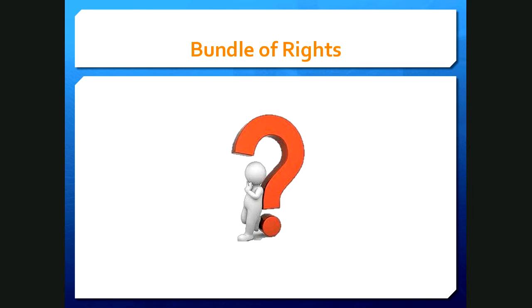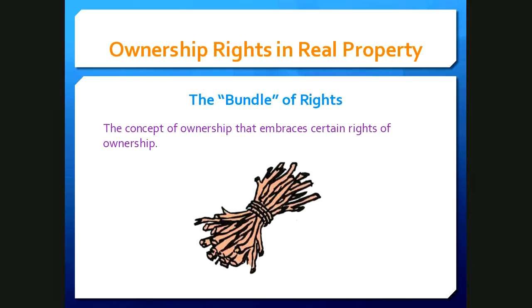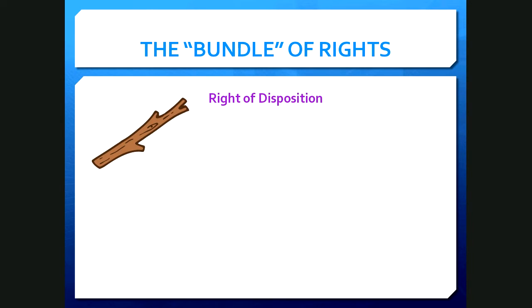And so now we're going to learn a little bit more about the rights that we have, the ownership rights. And we call these ownership rights the bundle of rights. So what does it mean when we talk about the bundle of rights? Well, when we say the bundle, it's the concept of all of the ownership rights in property, and we bundle them all up. But really, they are individual rights in property.